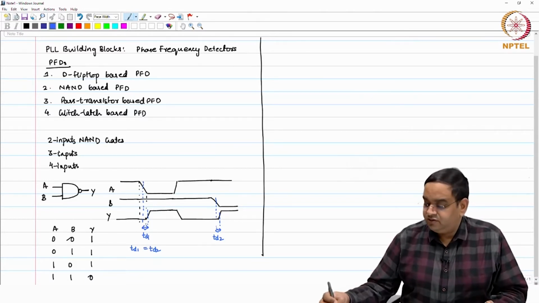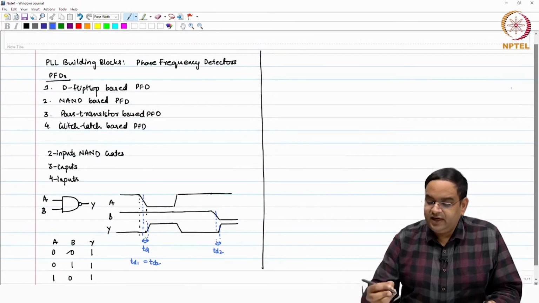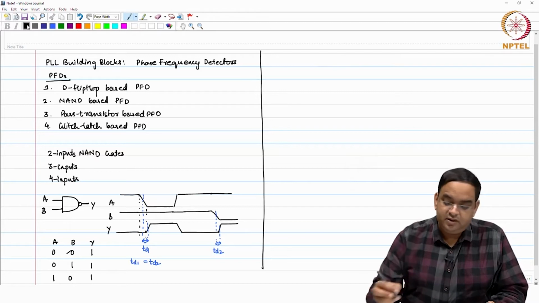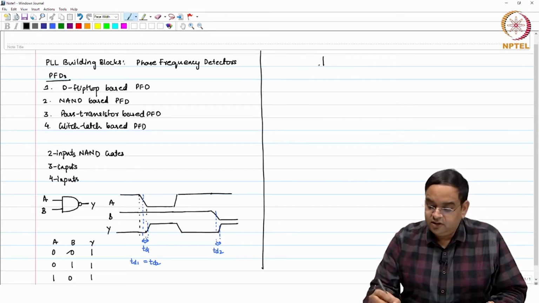But what happens when you implement this NAND gate using transistors? When we implement it using transistors, the logic which you see is like this, and then you have something like this.